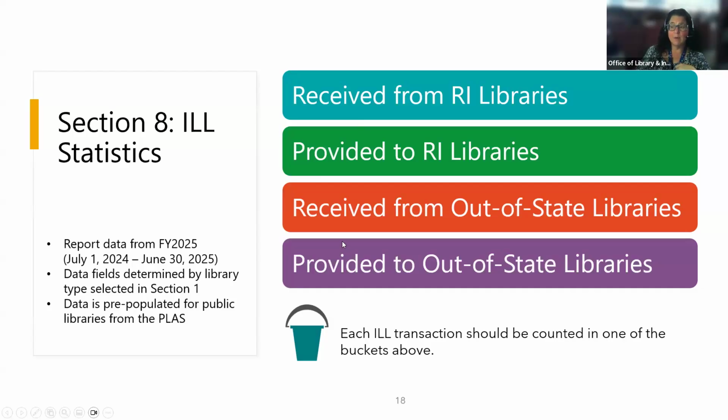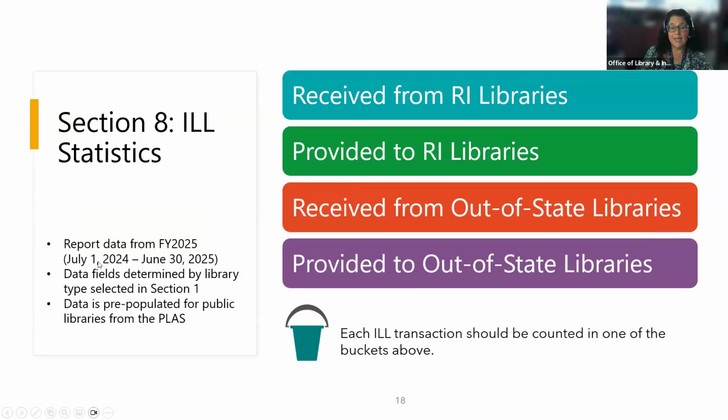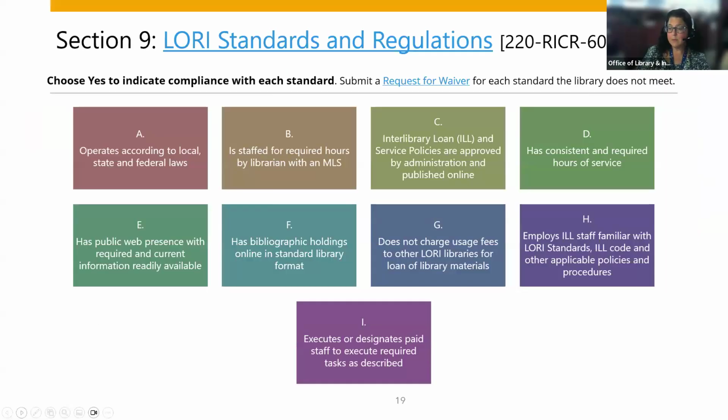If you received an item from a Massachusetts library through delivery, it is still an out-of-state library. We don't care, and I say that with a smile, how you submitted the request or how it came to you or how it was shipped. We just care where the library is. We want to get a feel for how much sharing is being done among Lori libraries and Rhode Island libraries, and then how much we're sharing and using other state resources. All righty. And again, those dates, we're looking at July 1st from 2024 to just this past June. So last fiscal year.